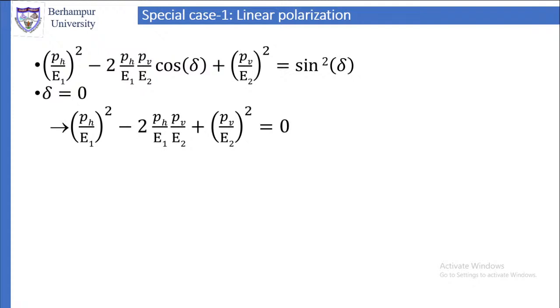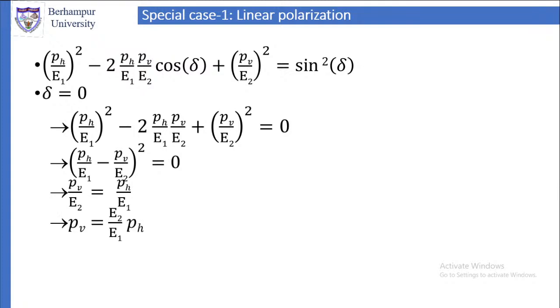So the left hand side now becomes (ph by e1)^2 minus 2 ph by e1 into pv by e2 plus (pv by e2)^2 is equal to 0. The left hand side is actually the whole square of ph by e1 minus pv by e2. So (ph by e1 minus pv by e2)^2 is equal to 0, which means we have got pv by e2 is equal to ph by e1. That gives us pv is equal to e2 by e1 into ph.